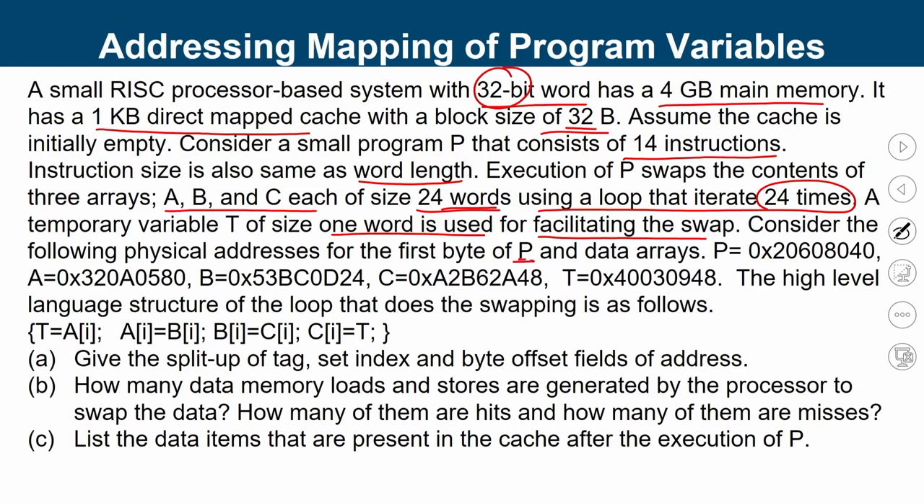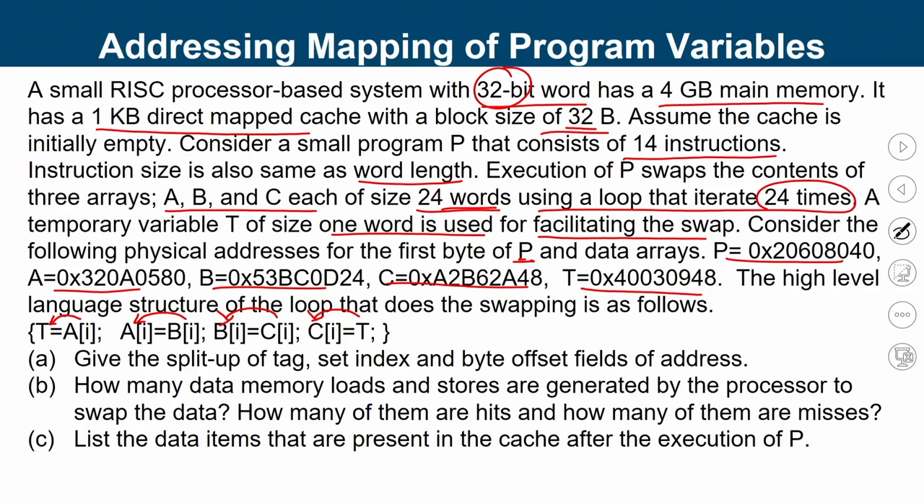P is your program stored in some address. A, B and C are the arrays and the starting addresses of these arrays are given. T is a temporary variable that is used for swapping. Since it is a swapping program, the general high level structure is: first you move the content of A into T, B is moved to A, C is moved to B, and then the content of T is moved to C. So, the first portion is we have to understand this question.